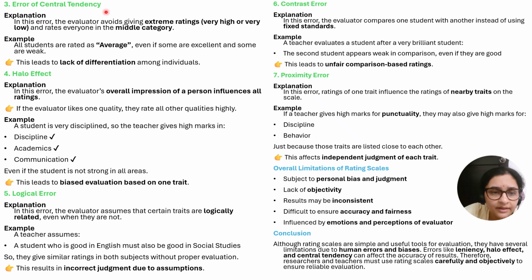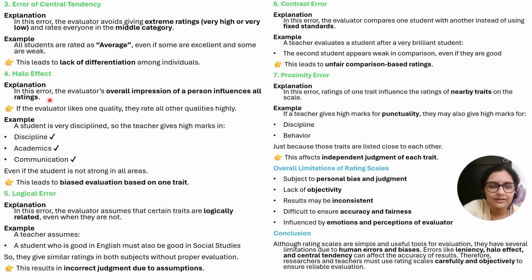Error of central tendency. In this error, the evaluator avoids giving extreme ratings, very high or very low, to everyone. He is in the middle category. That is, all students are rated as average. This leads to lack of differentiation among individuals. One cannot differentiate between high achievers and low achievers.